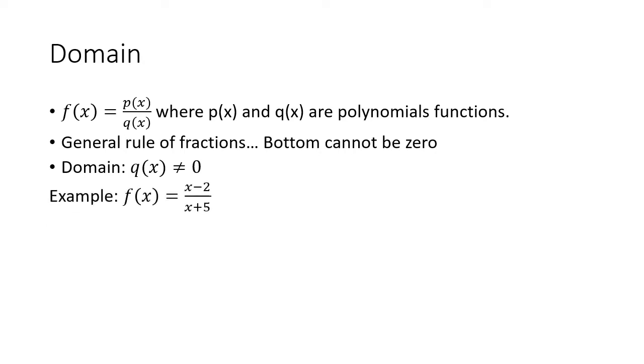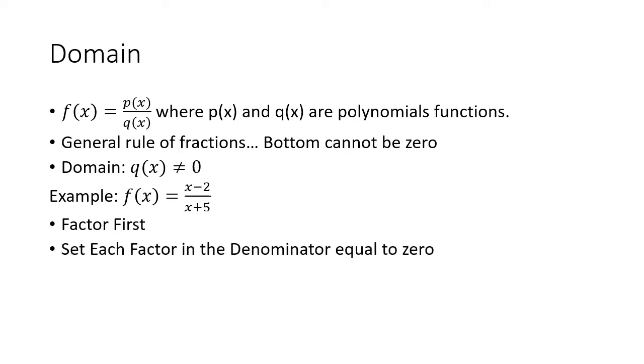So for example, if I had the rational function x minus 2 over x plus 5, the first thing I would do is factor. This happens to be factored already. And then I would set each factor in the denominator equal to 0. So here we have x plus 5. So we're going to say x plus 5 is not equal to 0. So my domain is all real numbers except negative 5.